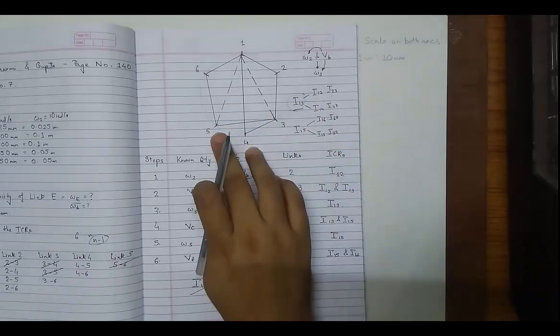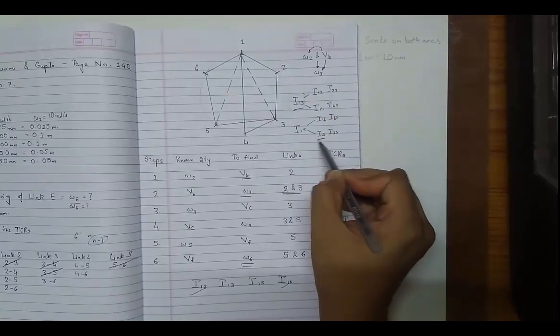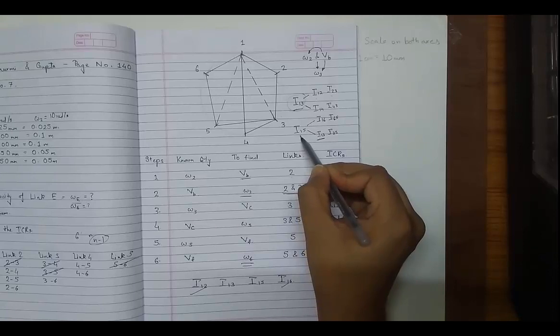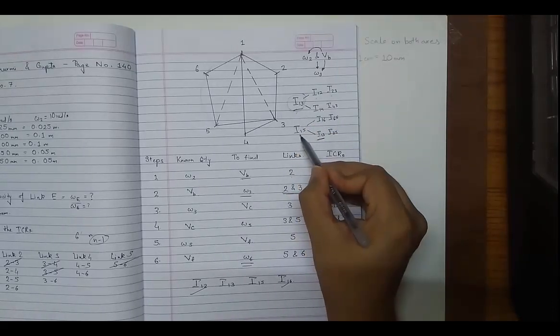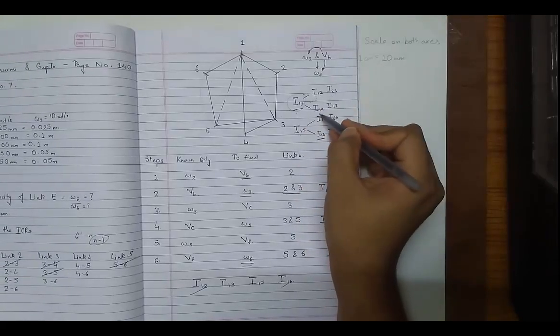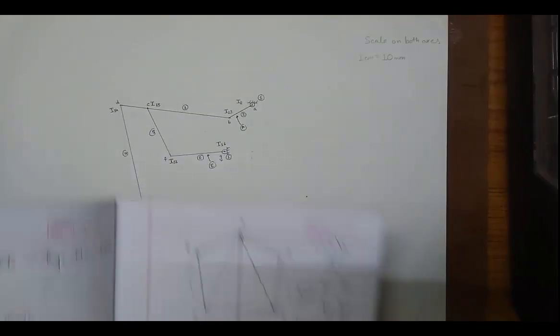So to find I15, I will first have to find I3. Only after finding I13 will I be able to find I15. So first I have to find I13, then I can find I15. To find I13, I have to first take these two and these two. So I have to go back to my A3 sheet.